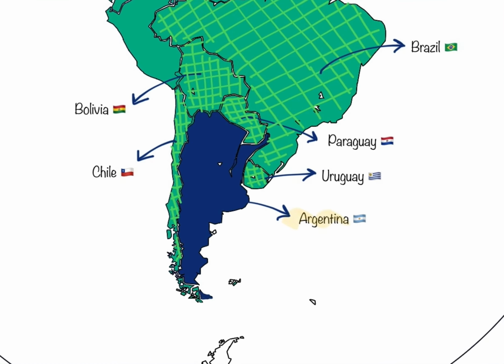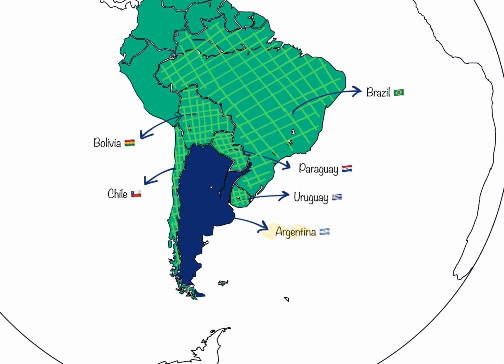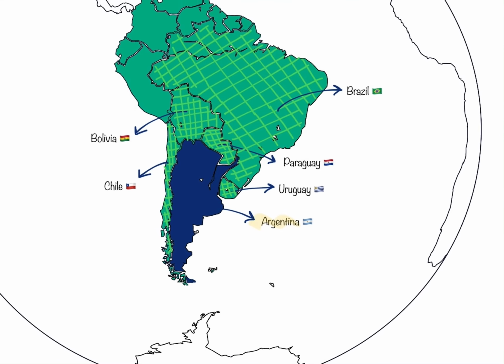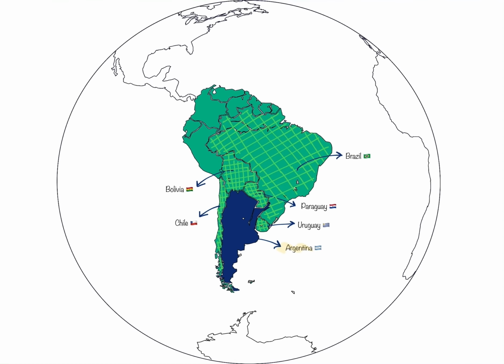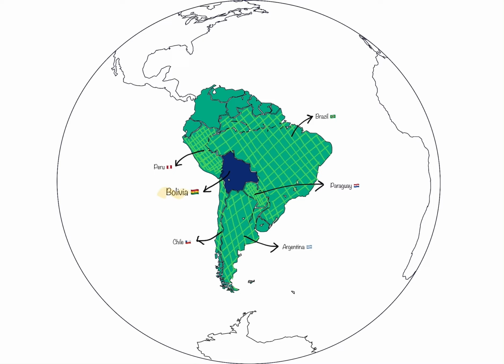Argentina has land boundaries with 5 of the countries of South America. Brazil, Uruguay, Paraguay, Bolivia and Chile are the countries that share land boundary with Argentina. Argentina's capital is Buenos Aires, and Argentina has a coast in the Atlantic Ocean.